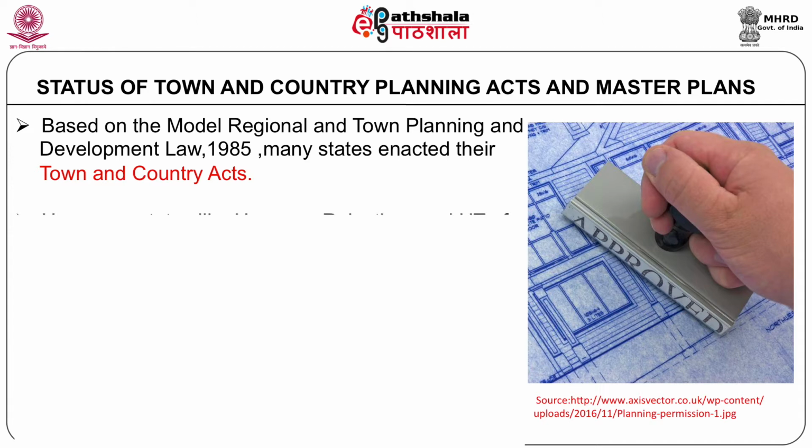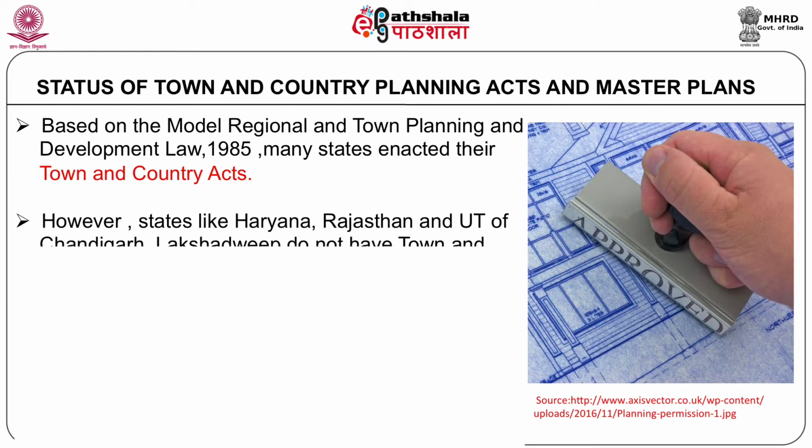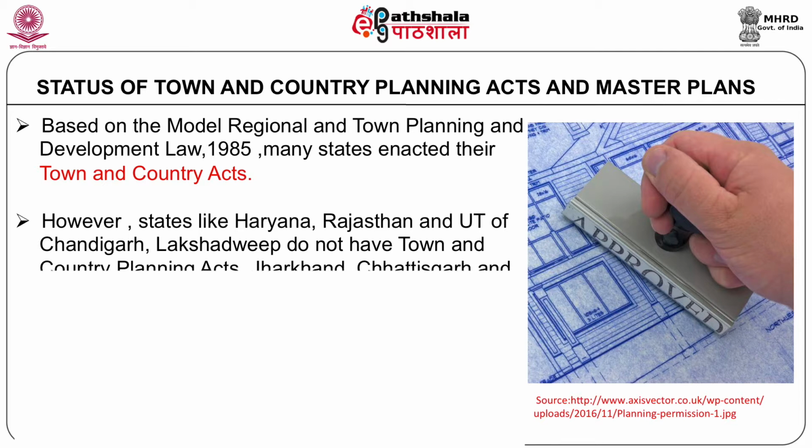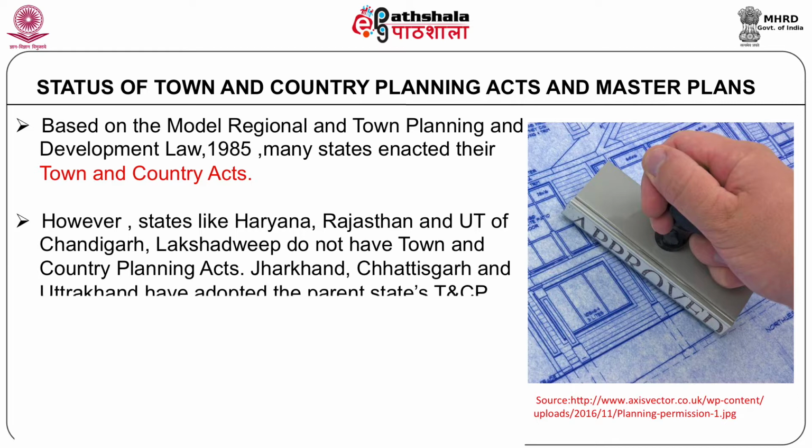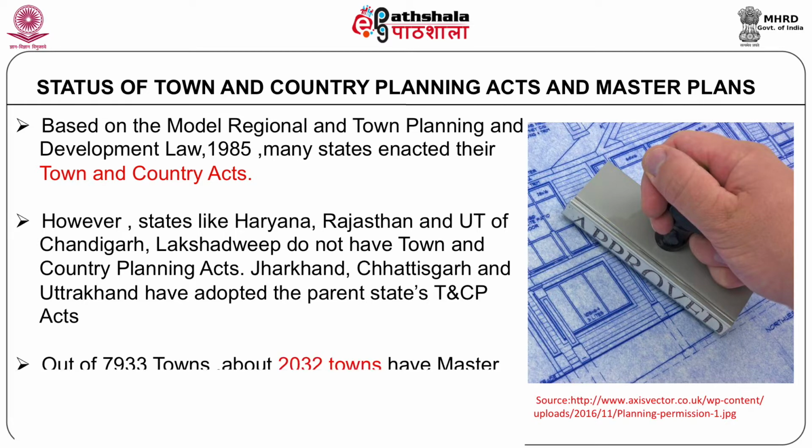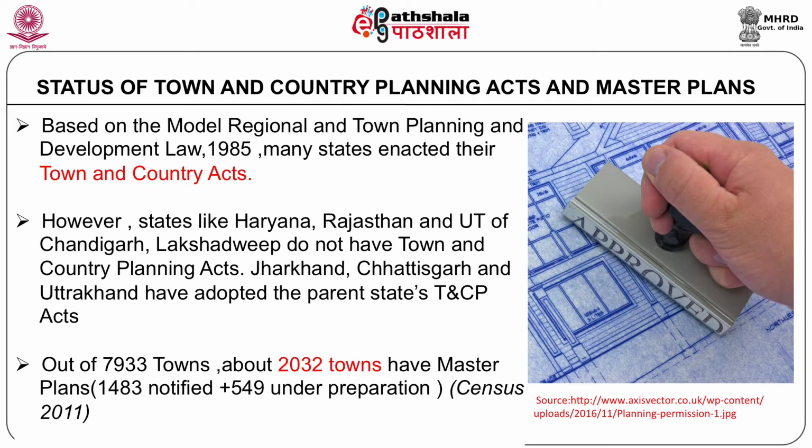And out of nearly 8,000 towns as per census 2011, to be precise about 7933 towns, nearly 2000, again to be precise 2032 towns have master plans. That means nearly 20% have master plans. And out of that about 1500, that is 1483, are notified, and nearly 550, that is 549 precisely, are under preparation. So we can see that we have a very handful. Most of these towns are not guided by any plan, and the cities and towns are developing on their own.